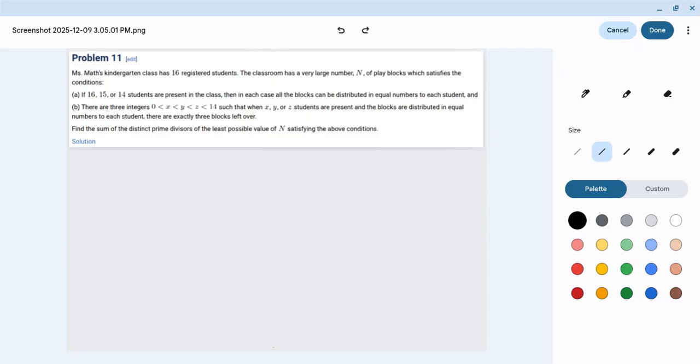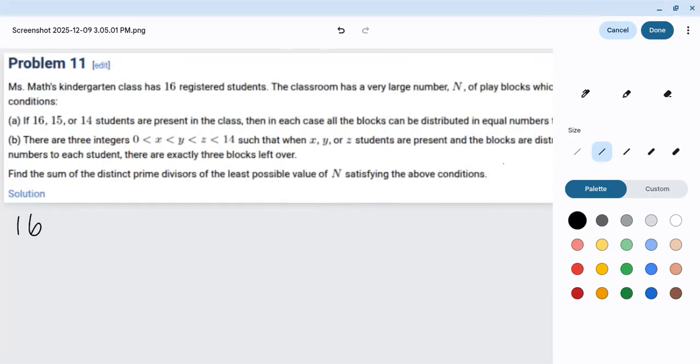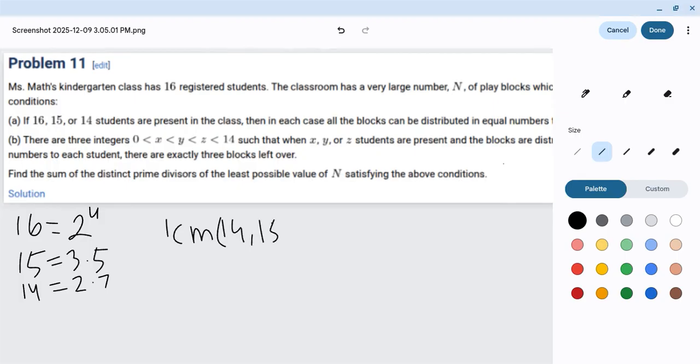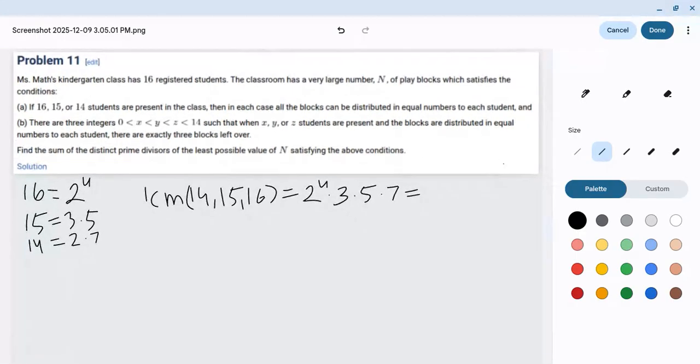So, first by condition A, we know that n is a multiple of the LCM of 16, 15, and 14. We know that 16 is equal to 2 to the power of 4, 15 is equal to 3 times 5, and 14 is equal to 2 times 7. So the LCM is going to be 2 to the power of 4 times 3 times 5 times 7, which is equal to 1,680.